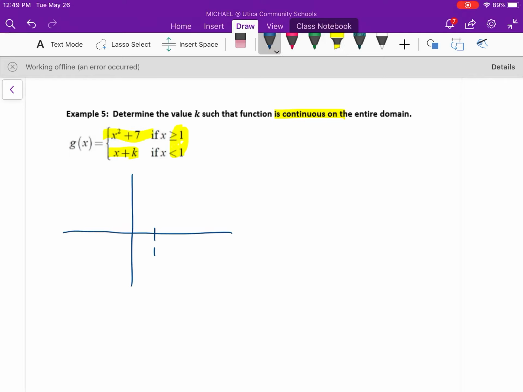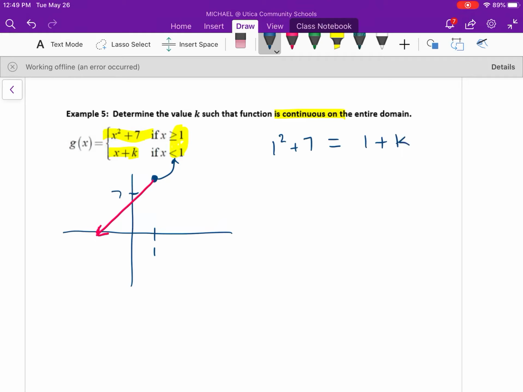So looking at this guy, if that's 7, then it connects there at 8. It's actually a closed circle, and it's a parabola. The question is, what should this line be with a slope of 1 so that it connects at that point as well? So what we're going to do is plug in a 1 into both of those equations. So 1 squared plus 7 should be equal to 1 plus k.